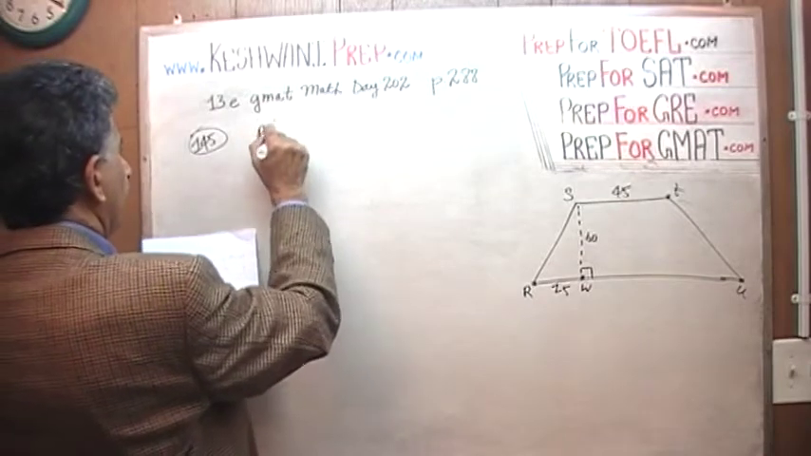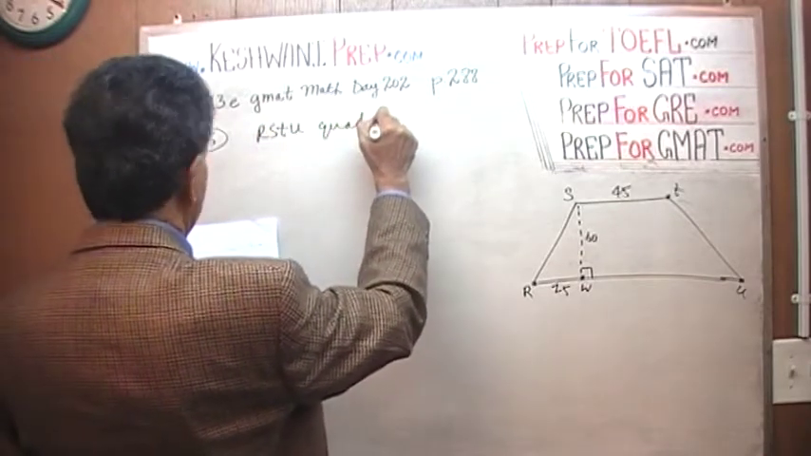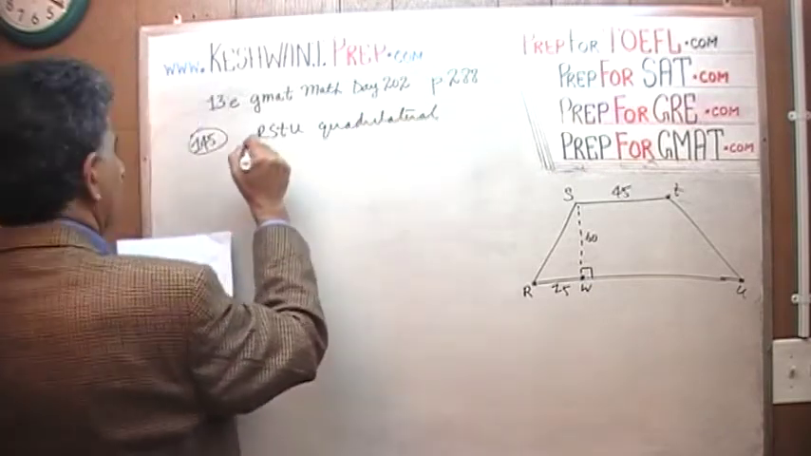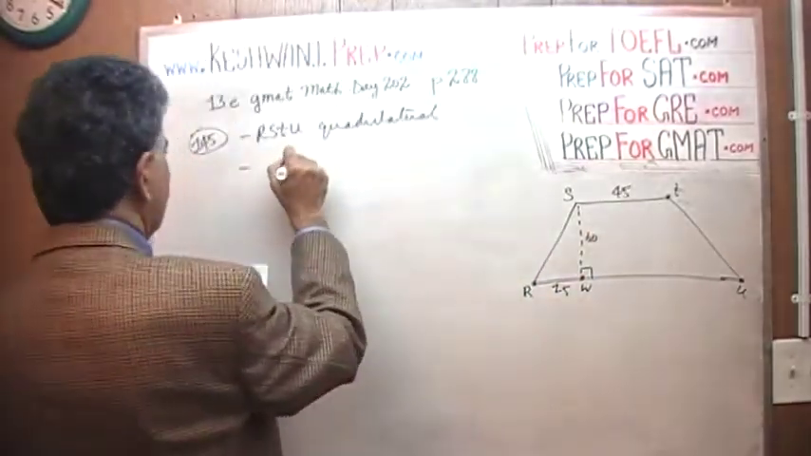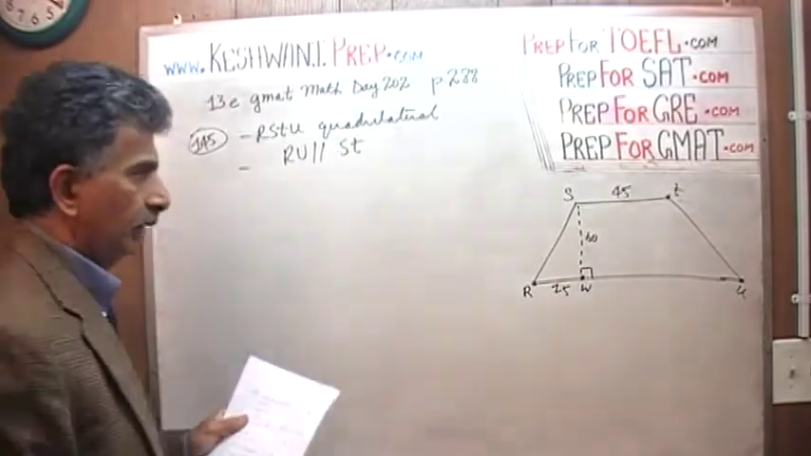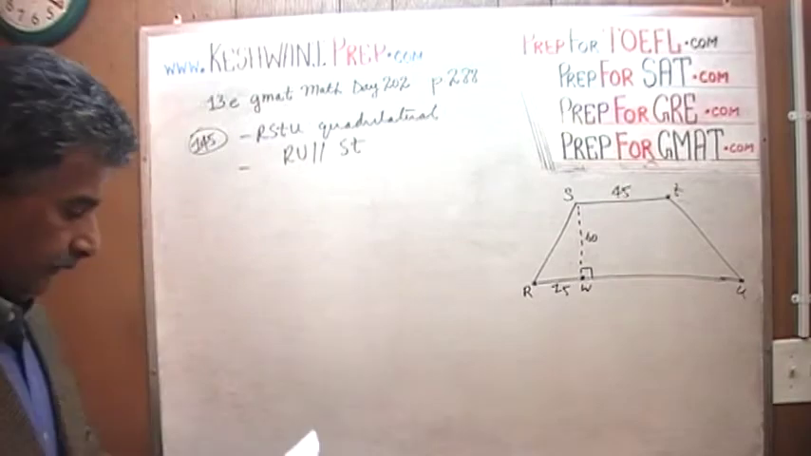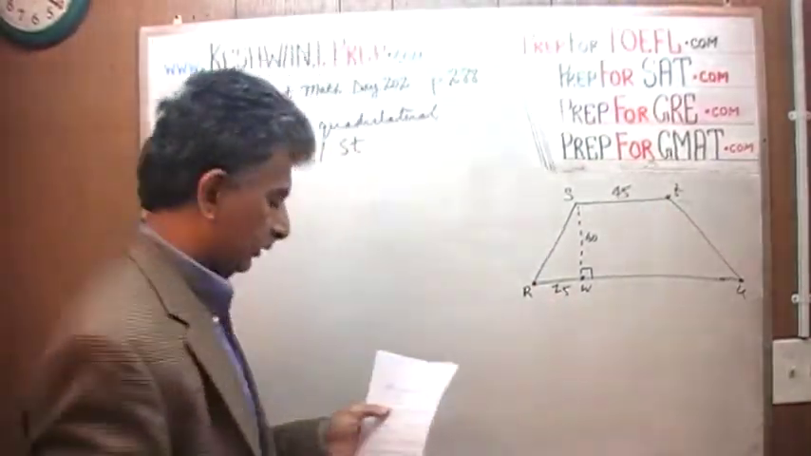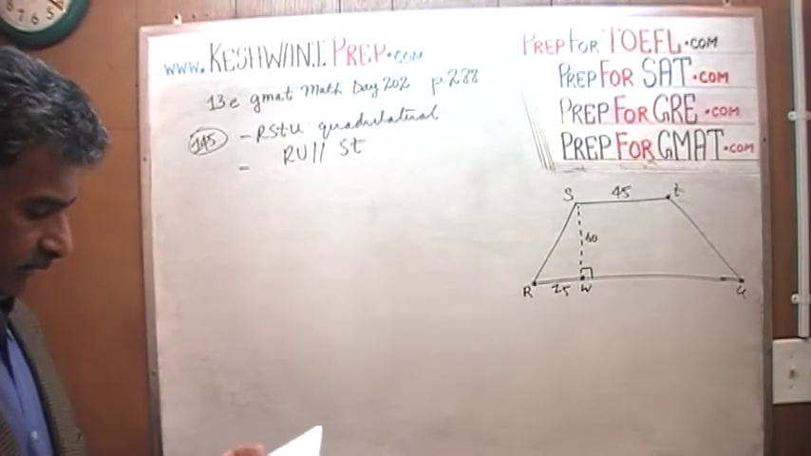So RSTU, we are told, is a quadrilateral. And RU is parallel to ST, which is very important information. Otherwise, we would not be able to solve this problem. And we are told that RU is longer than ST, which I'm not going to put on the blackboard. As you can clearly see, it is. Question is, what's the area of the parking lot? Let's see what they tell us.